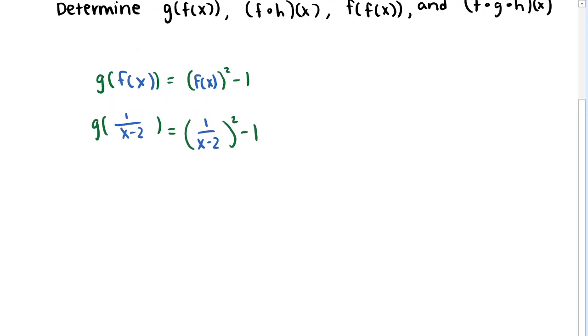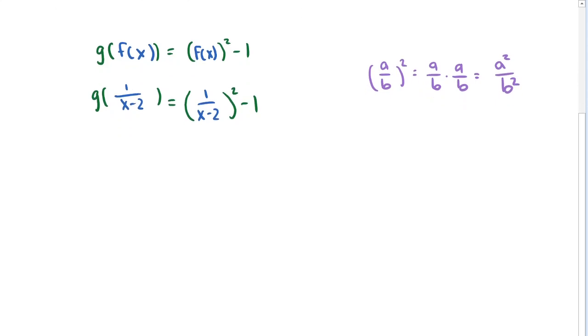So when we square a fraction like this, right, if I have a over b and I square this, it's really the same as, well, I'm going to take a over b and multiply it to itself. And really that just amounts to multiplying that numerator to itself and multiplying that denominator to itself. So really when I square 1 over x minus 2, that's the same as 1 over x minus 2 squared.